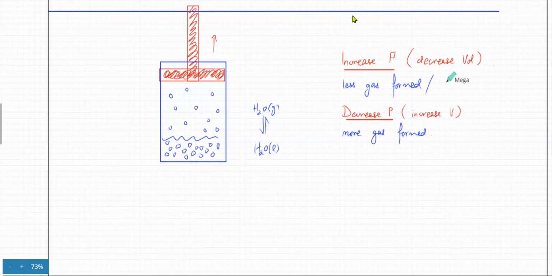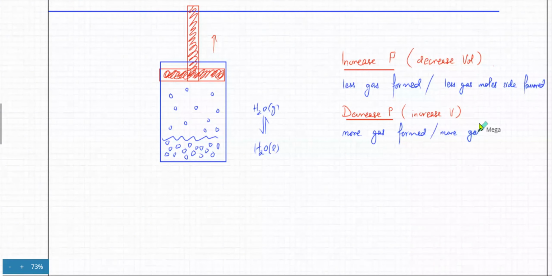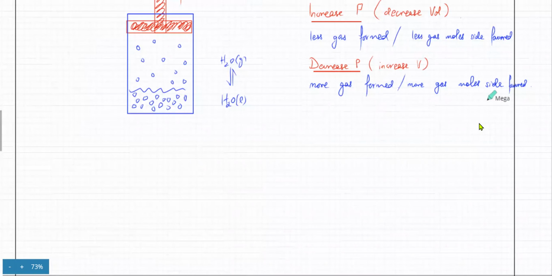What we can state here is that less gas is formed. What we can state is that the less gas mole side is favored, the side that produces less gas, and the other side is that the more gas mole side is favored. So the equilibrium is going to have two sides, the forward and the backward.